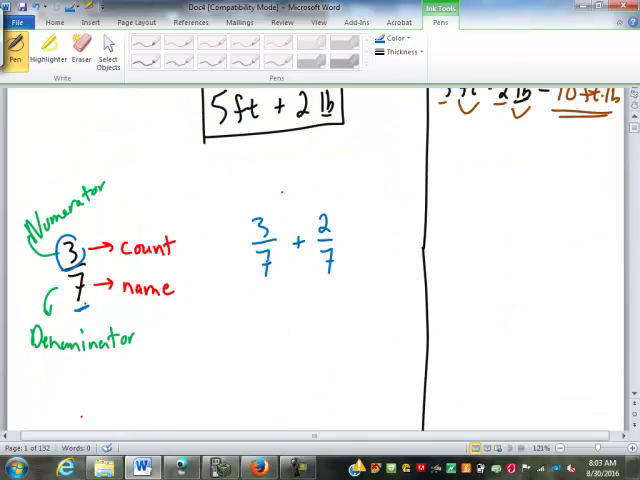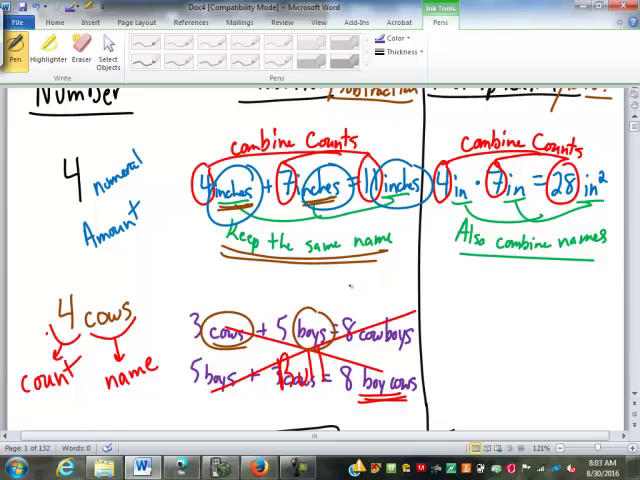That's having our common denominator. They also told us that when you add fractions, you combine the numerators, add the numerators. 3 plus 2 is 5, and keep the common denominator. Again, nothing new. When we add any number, we combine the counts, and then we keep the same name. It just looks different with fractions because fractions look a little different.